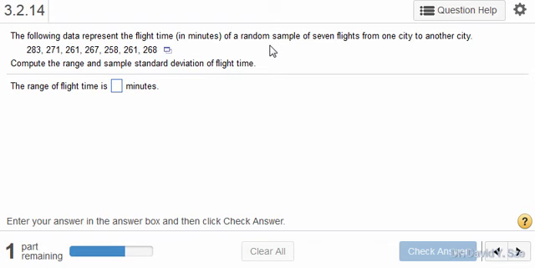Random sample in statistics means no human is involved. If a human chooses those 7 flights, that is not a random sample. It has to be completely computerized. So that's a difference between statistics and regular everyday English. In statistics, a random sample means no human involvement. It's entirely done by computer.